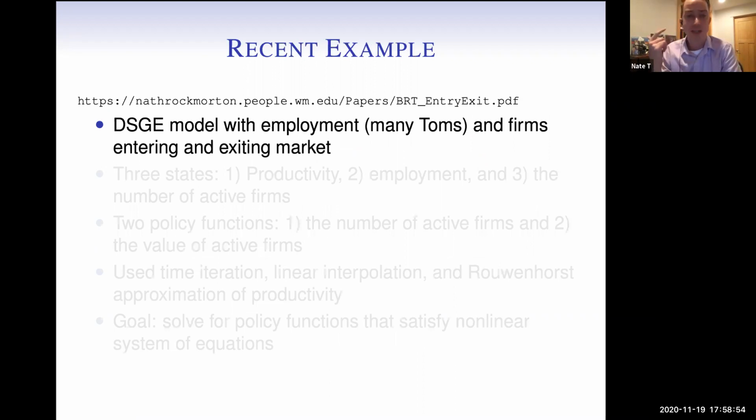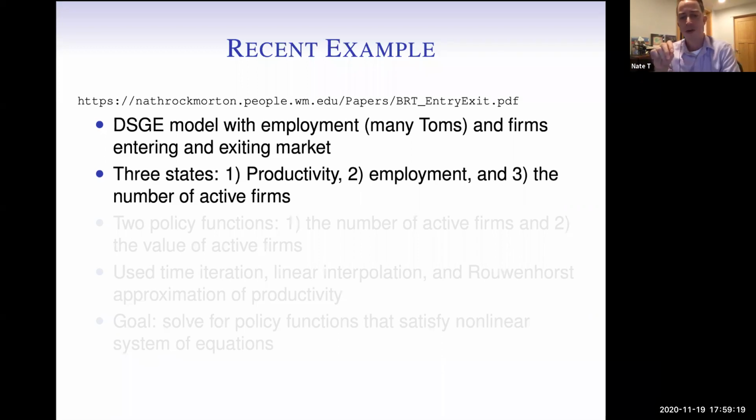Just to show you a quick example, I was actually working on this last week. I have a DSGE model with employment. So employment really is just a lot of Toms who either have a job or not. And then you've got a lot of firms, companies that hire people to work. These firms are entering and exiting the market in the model. So they're either choosing to produce or not to produce.